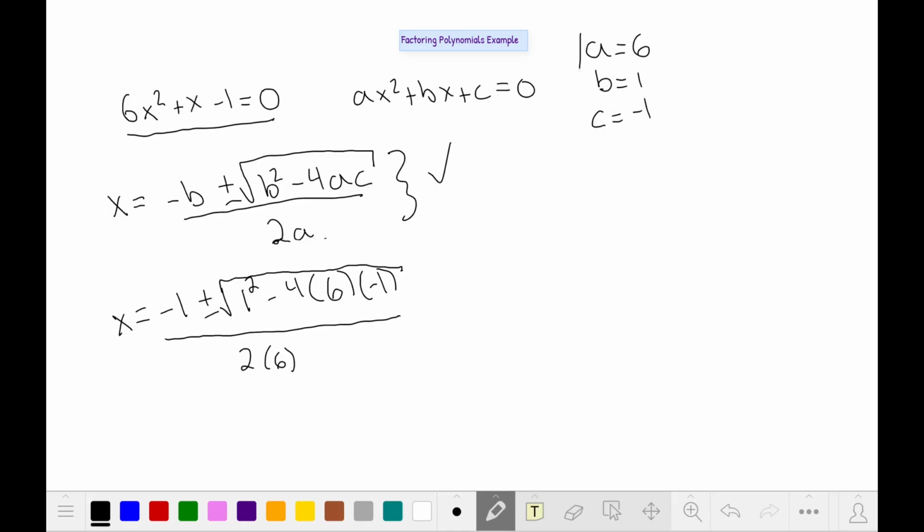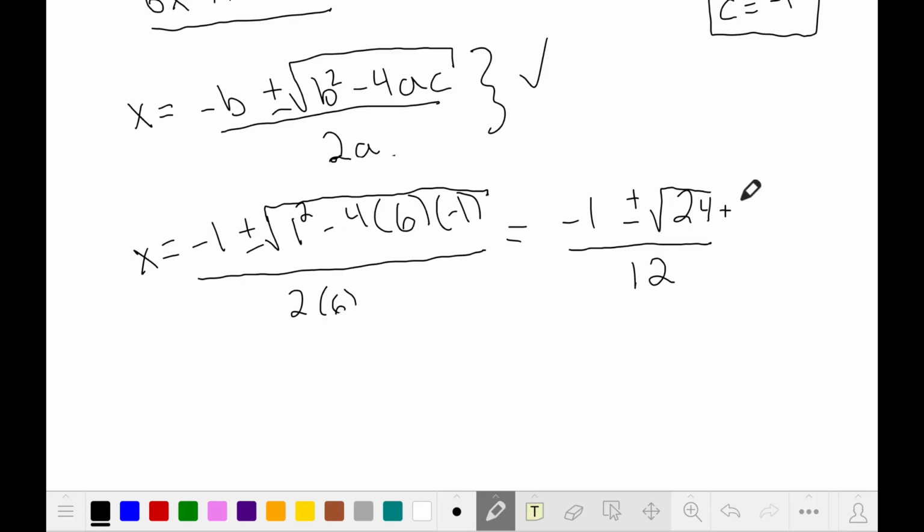Now notice that I've been referencing a, b, and c this whole time. Before you are super used to working with this formula, I highly recommend you really quickly write down what a, b, and c are for yourselves, because it'll help plugging in the numbers a lot faster. So negative 1 is just negative 1, plus or minus. Now this is negative 4 times 6 times negative 1. So the negative and the negatives are going to cancel. So it's going to be 4 times 6, which is 24. And then we've got the 1 squared, which is just 1.